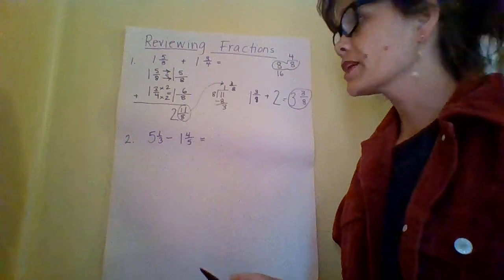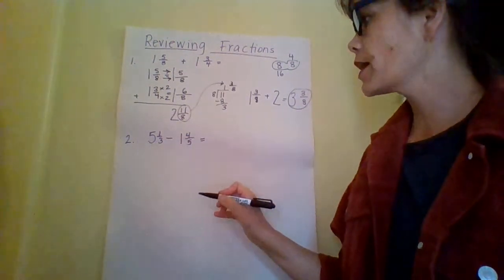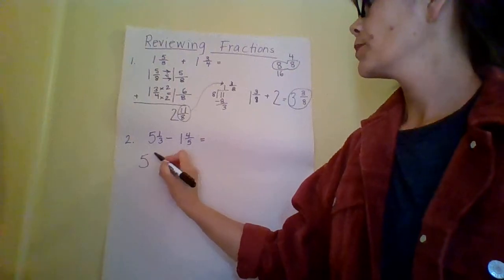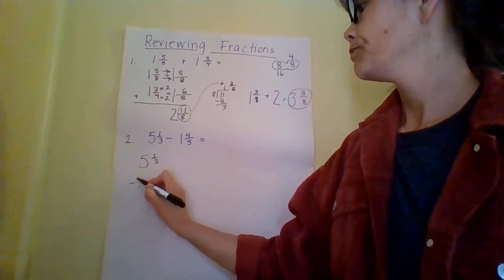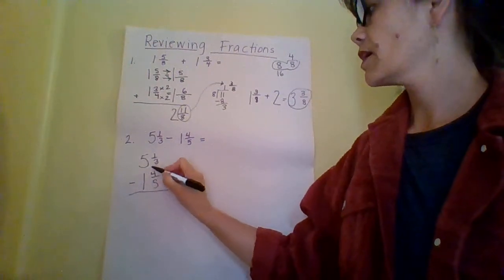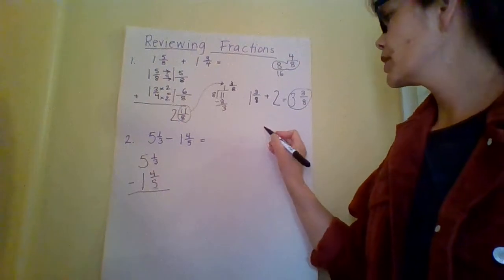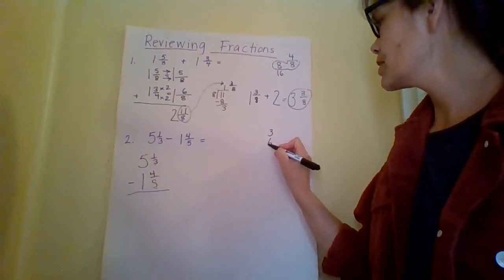All right, hopefully that seems familiar. We've done that a zillion times. Now we're going to subtract. First of all, we recopy the problem vertically. Second thing we notice, not the same. So we don't have common denominators, so we have to count by 3s.